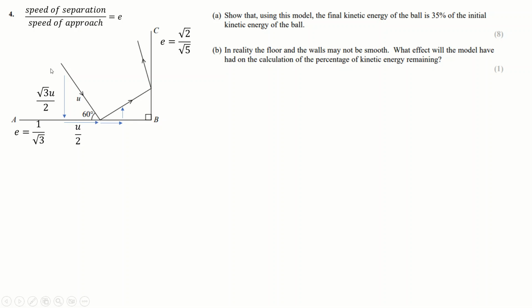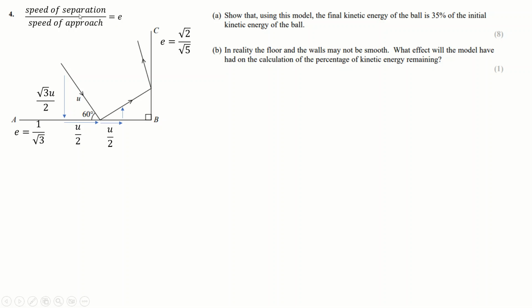Now, when you're hitting a wall like this, the horizontal component parallel to the wall is unchanged upon impact. So this component is also u over 2. It's the same as this. Now this one is where this formula comes in. The speed of approach to the wall is this. So that I can plug that in there. E is 1 over root 3.